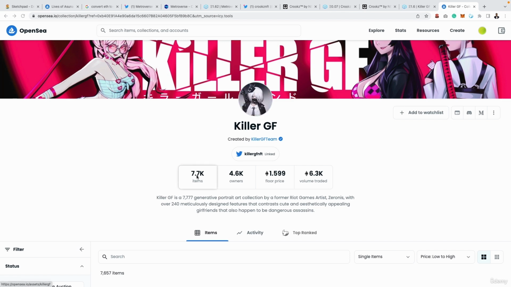However, if you look at the data below, you can see there's about 7,700 items in the whole collection. The floor price is 1.59 Ethereum, which basically means that is the cheapest NFT you could buy in the whole collection out of all the items for sale. And you can see there's been 6,300 total Ethereum traded. So a lot of money has gone through this collection.